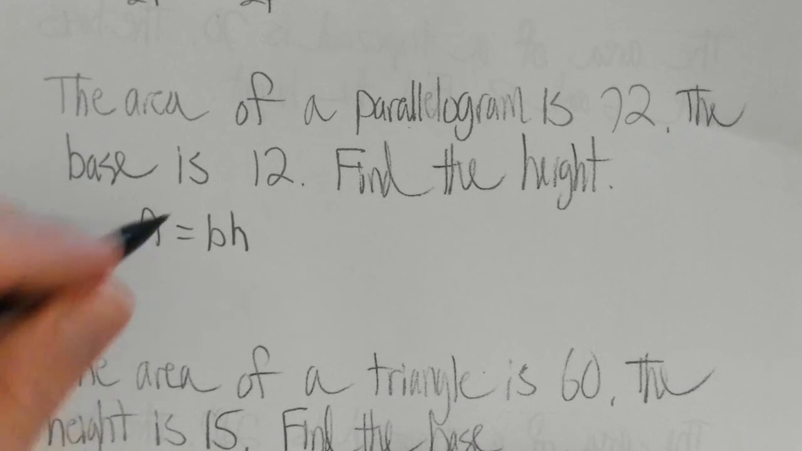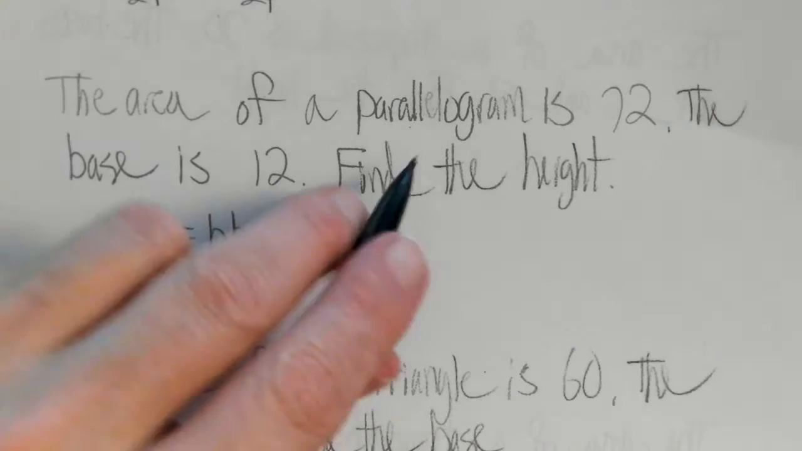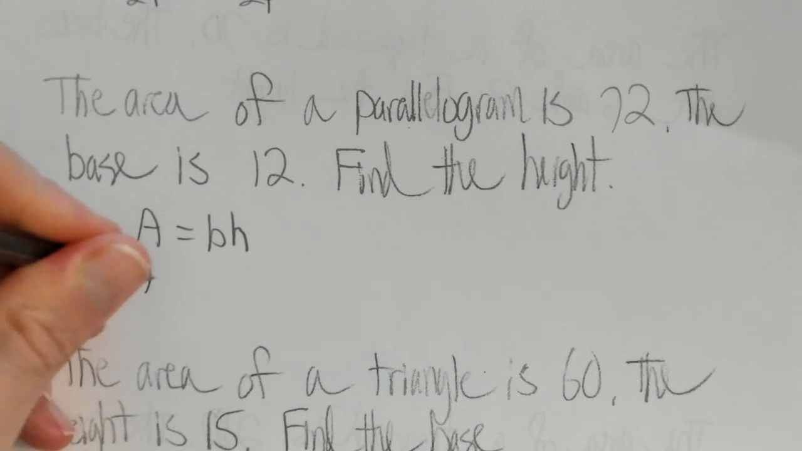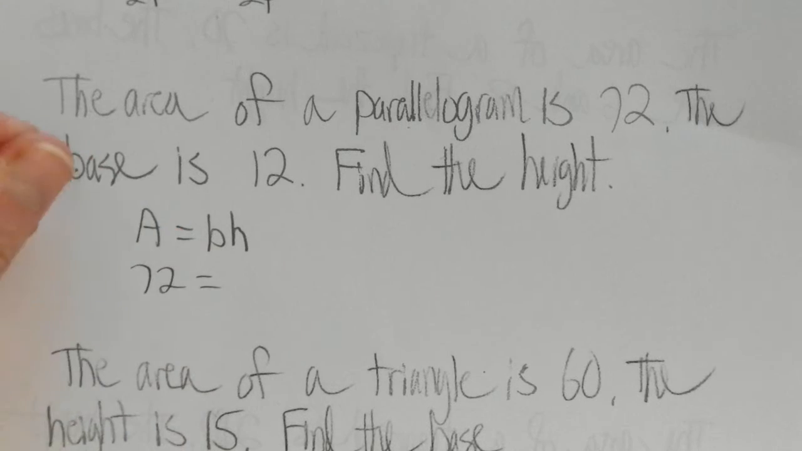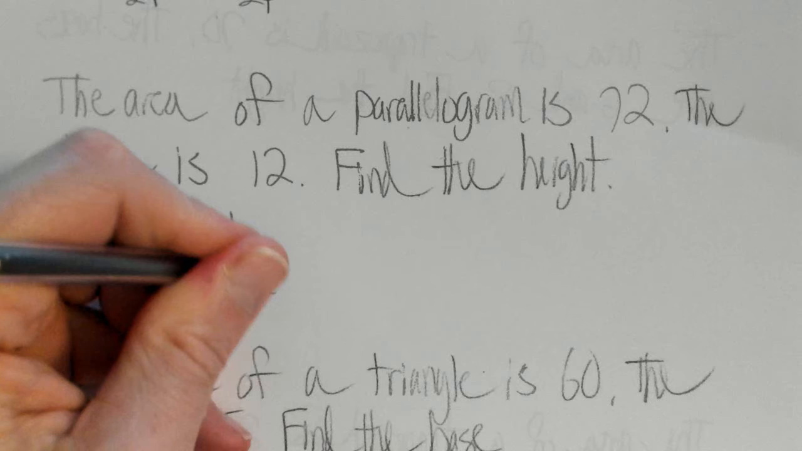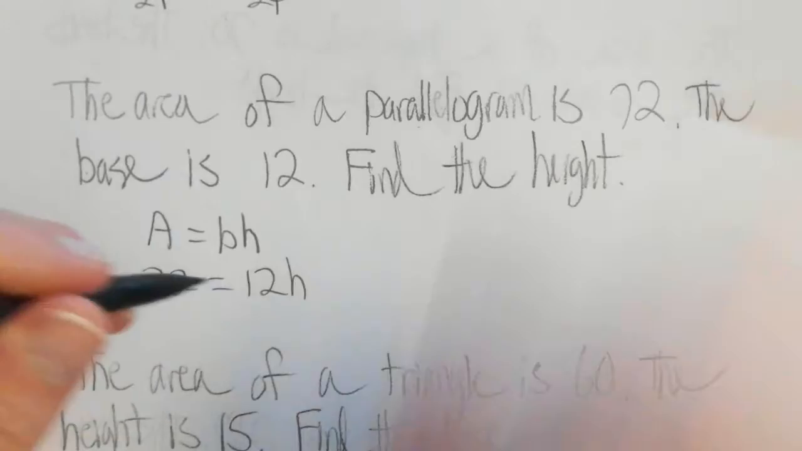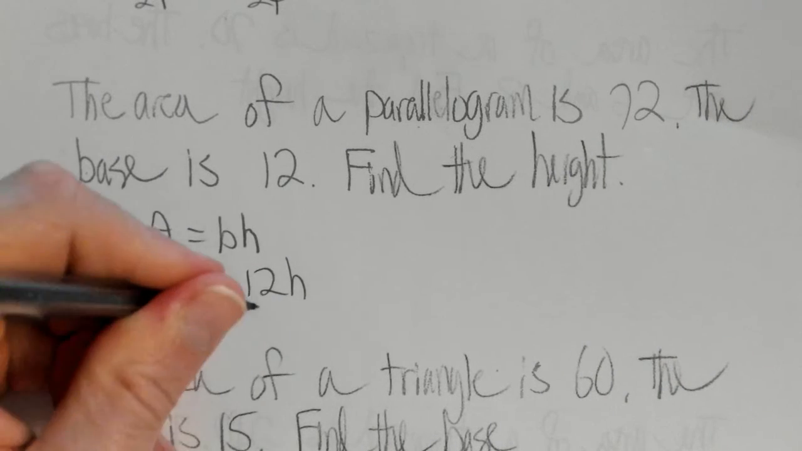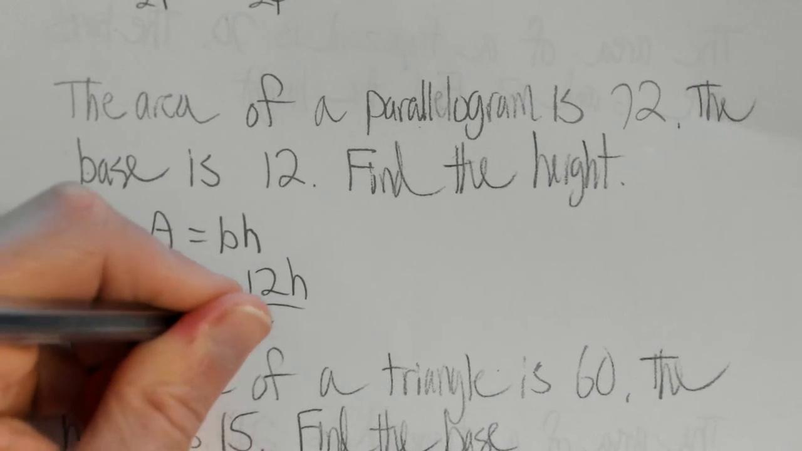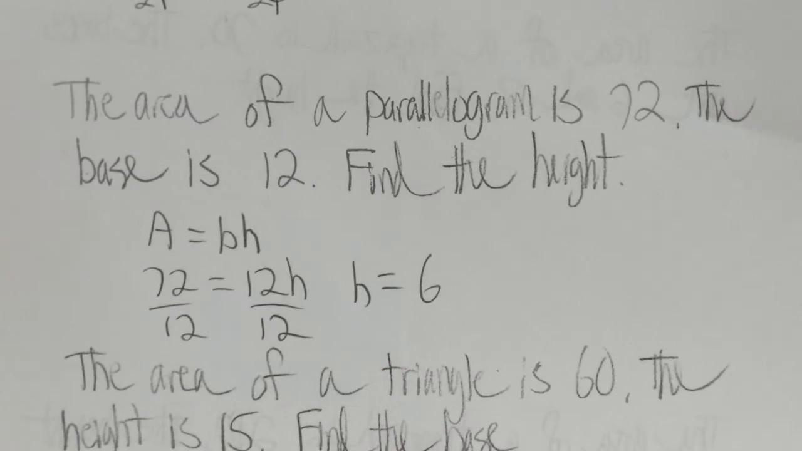All right, so now we need to go ahead and plug in the parts that we have. A stands for area. Do they give me the area? Yes, 72. B stands for base. Do they give me the base? Yes, 12. H stands for height. They don't give that to me. It will stay as an H, but now I have an equation that I can solve for it. So 72 equals 12H. I need to divide both sides by 12, and then that will give me the height as 6. 6 is the right answer there. All right, so there you go.